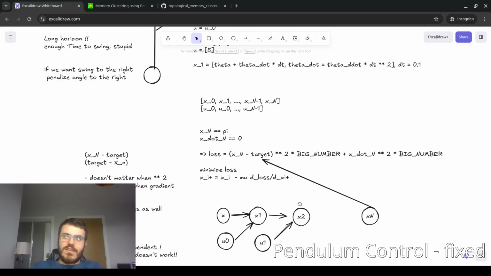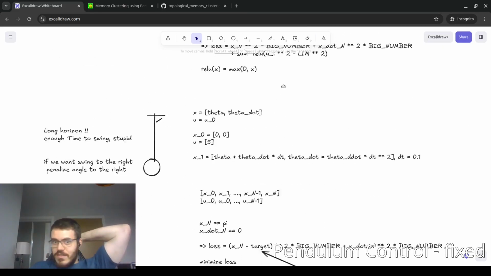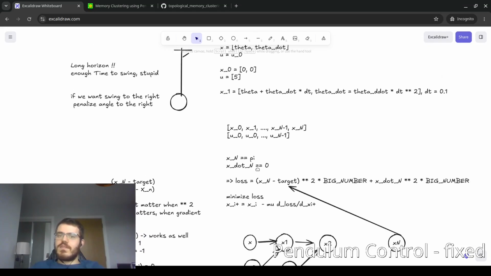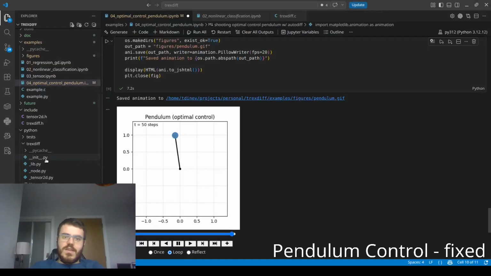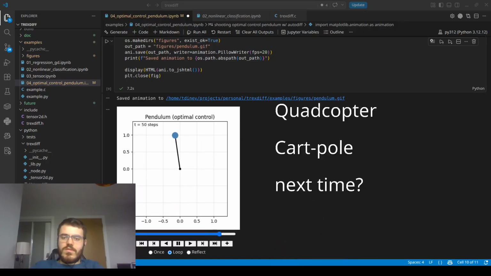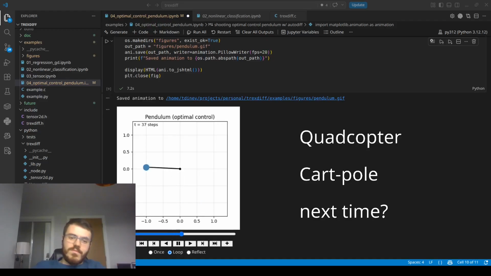But yeah, that's it. I'm going to clean this up, commit it, and link it. Hopefully next time it'll be easier. I think next time I'll do either, I'll just write this down, either quadcopter or maybe cartball. We don't know. One of them for next time.